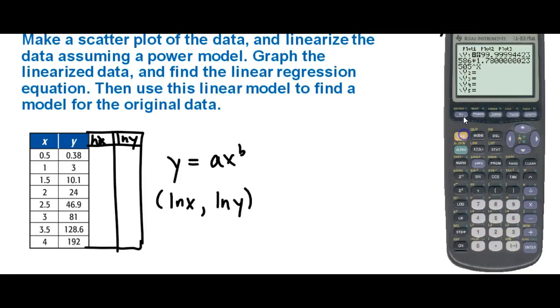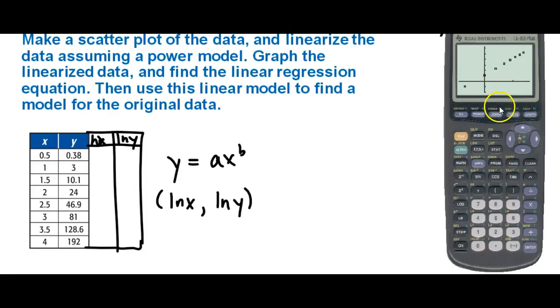So when I go to my stat plot, I can turn this back on and put for my X list, L3, and for my Y list, L4. Now let's zoom stat. You can see that data looks a lot more like a line than it does a power function.